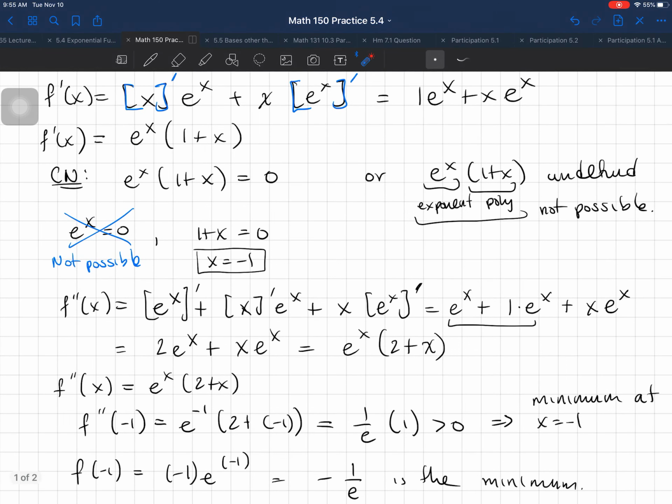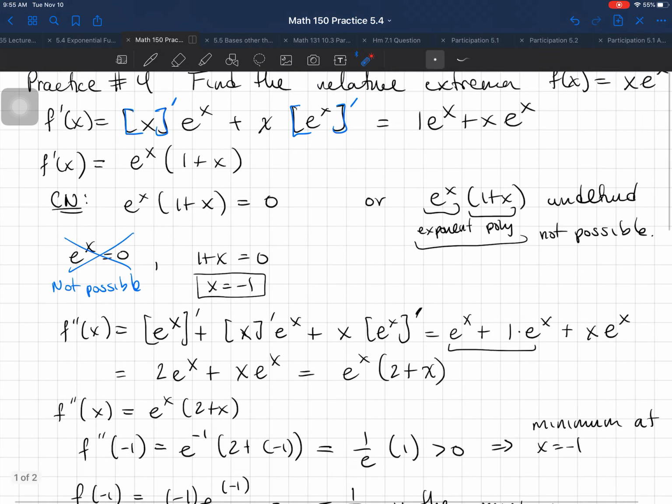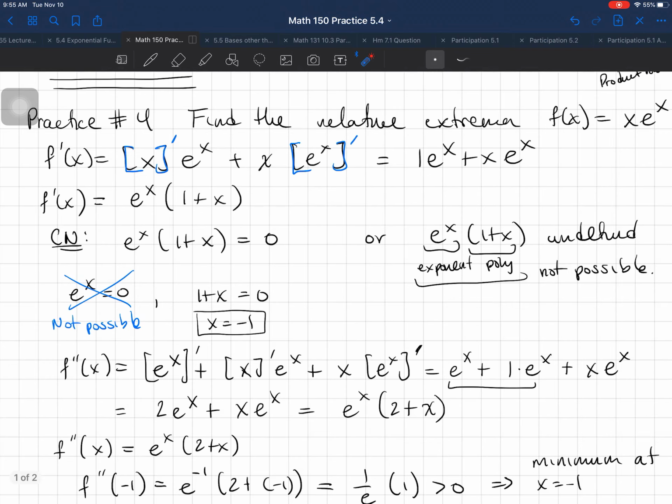I ended up taking the second derivative because I'm going to use the second derivative test. So I found the second derivative by looking at this one right here. I did the derivative of the first one, which is going to be that part. And then for this, I have to use product rule again, right? So I'm just using the same approach that I did in the first derivative. So it'll be x prime times e to the x plus x times e to the x prime.